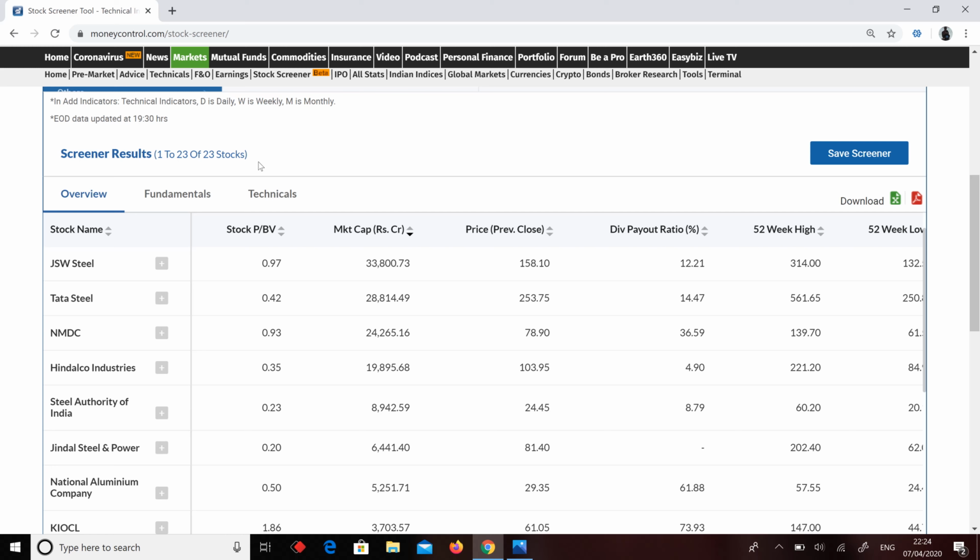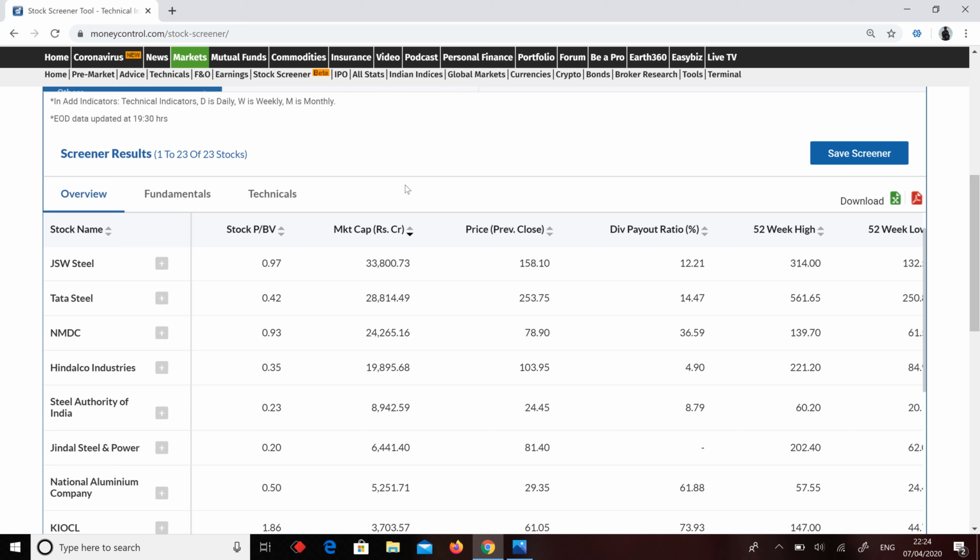crores of market cap. Those who don't know, market cap is equal to the number of outstanding shares into the current market price. Or you can say, if you want to buy this company, you need to pay this price. For example, for JSW Steel, you need to pay 33,800 crore. This is rupees in crore, and the company would be yours. Perfect. So the higher the market cap, the more weighted it is. Now, these are the 23 stocks.